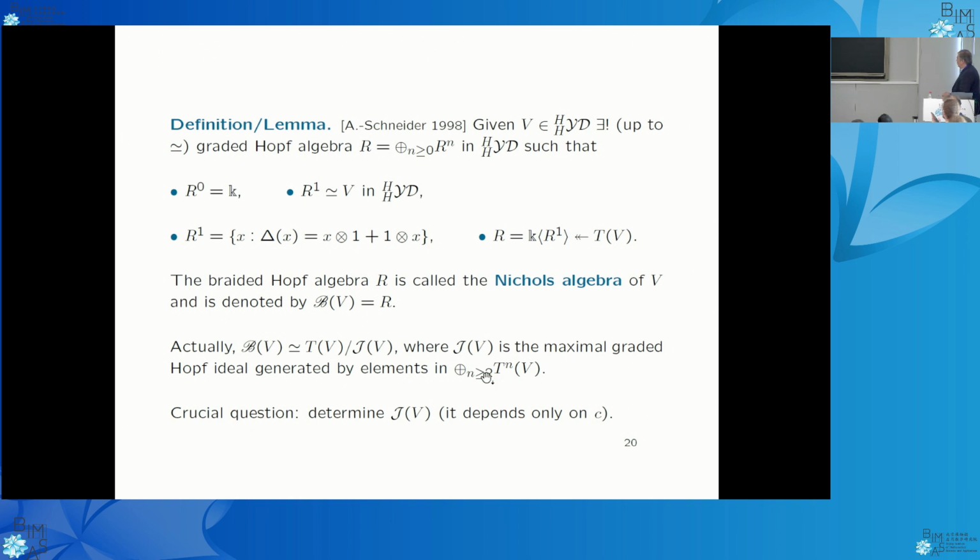And the crucial question for the classification is to determine this ideal, or if you wish, to determine when B of V is finite dimensional. This ideal sometimes is quadratic, but many times it's not quadratic. It could even be not finitely generated. So there is no actual technique to determine this ideal.